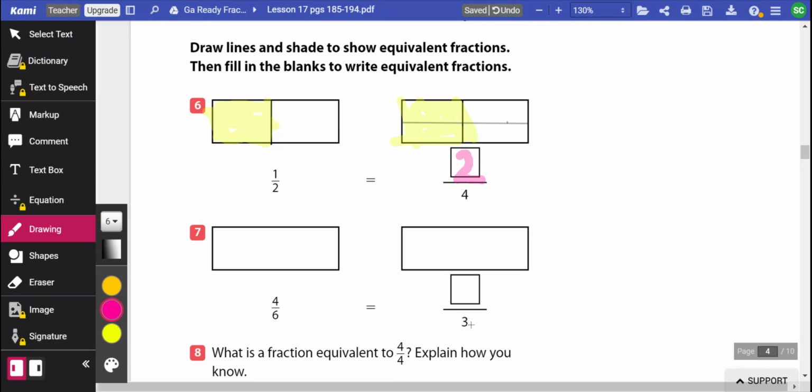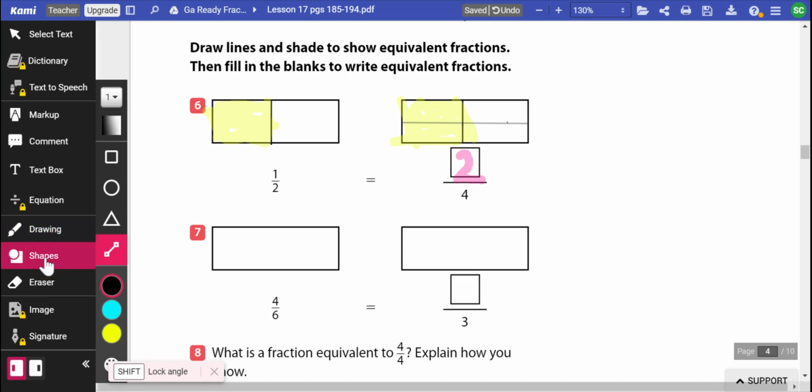All right, let's do the same thing for number 7. In number 7, we're trying to figure out how many thirds are equal to 4/6. So this time, we're going to go to our line tool, and if I want to show thirds or sixths, I always start with thirds anyway, because thirds go about like that. We can make that a little bit prettier, and I'm going to do this one in thirds the same way.